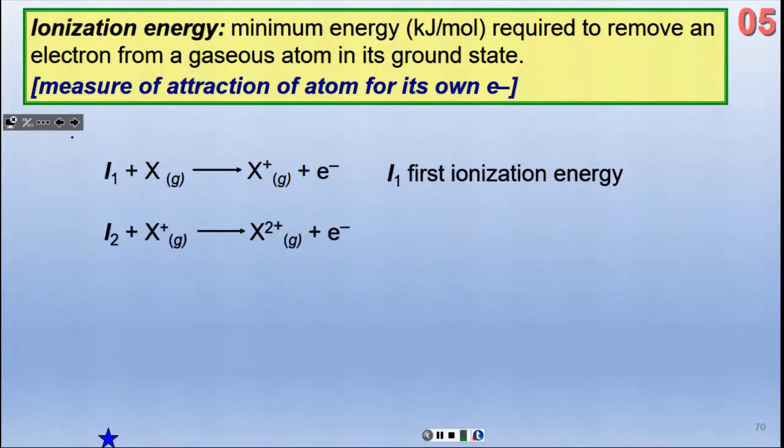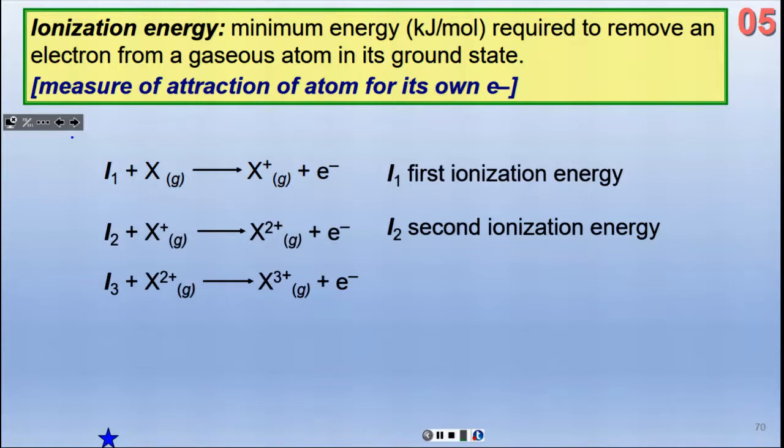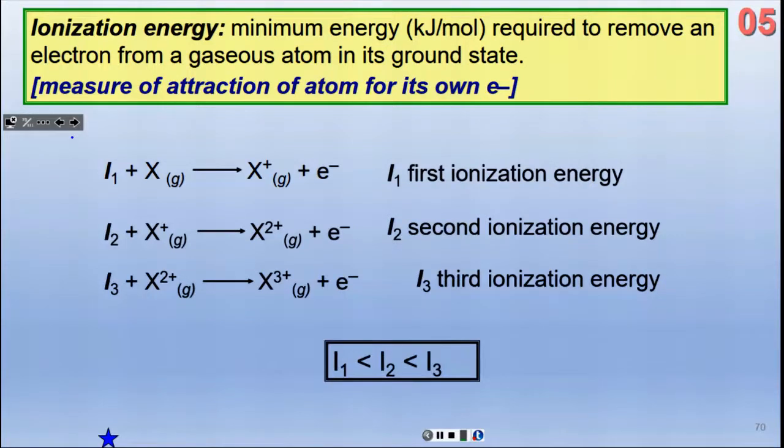The second ionization energy then removes the electron from the singly positive cation. We call that the second one. And I3 is the amount of energy you add to the doubly positive cation to make it a +3 cation. So the third ionization energy and second and first, how do they compare? Well, the third is always greater than the second, which is always greater than the first.